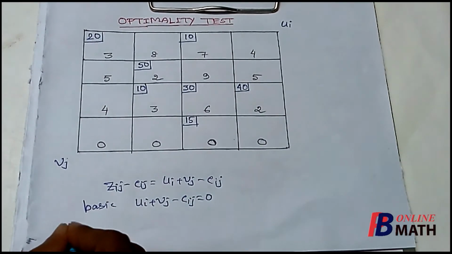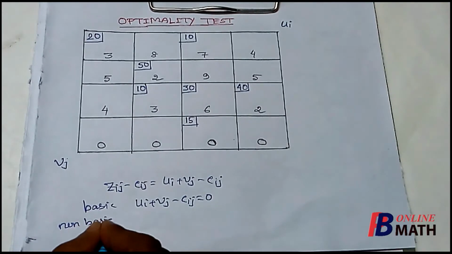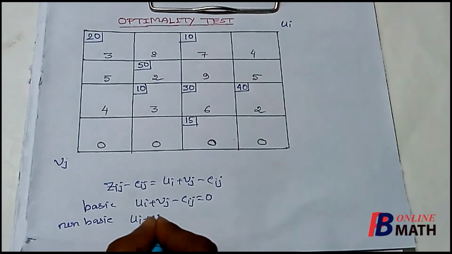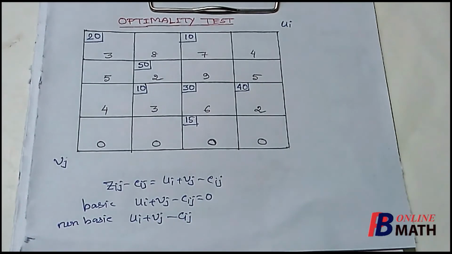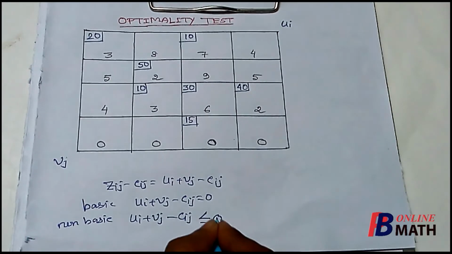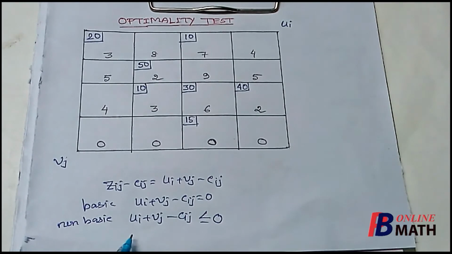And for non-basic cells we shall compute all these values Ui plus Vj minus Cij, and if the solution is optimum then all the values of Ui plus Vj minus Cij will be non-positive. If all the values of Ui plus Vj minus Cij are less than or equal to 0 for this problem, then the solution will be optimum. Otherwise we have to improve the solution to get the optimal solution.